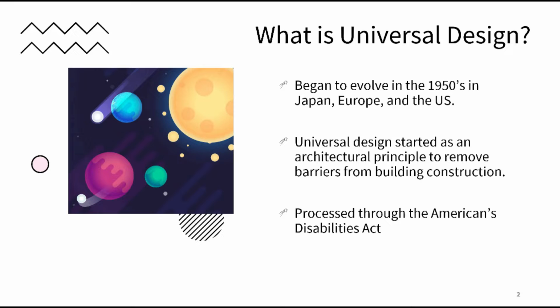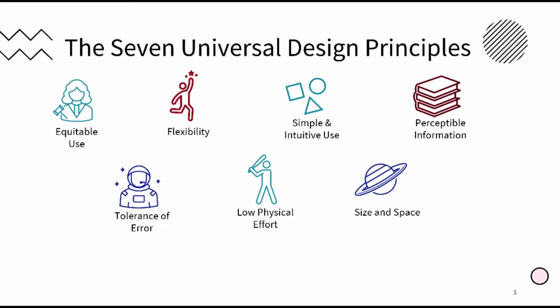This also caused architects to think more about designing the building's construction in different ways that are more accessible to people. This design principle has evolved from an architectural concept to education and library design. I wanted to start this presentation off talking about the 7 universal design principles.